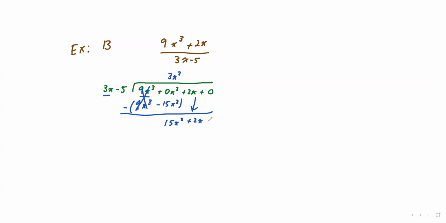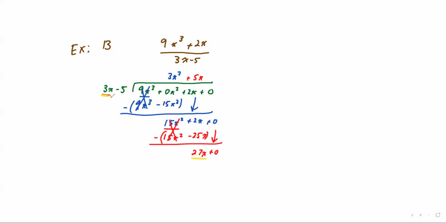Drop down the rest of the function. Yes, I'm going to write the 0 so I don't lose it. And repeat. 15x squared divided by 3x. All right, that would give me a positive 5x. Step 2, multiply. 5x times 3x gives you 15x squared. 5x times negative 5 gives you negative 25x. Step 3, subtract. 15x squared minus 15x squared, 0. 2x minus negative 25x is like 2x plus 25x. So that gives you 27x. Drop down the plus 0. And repeat.